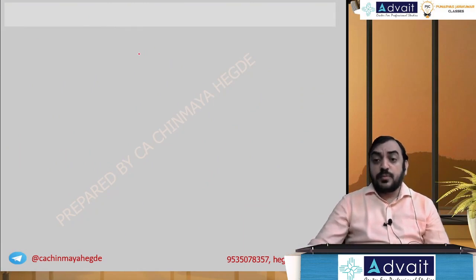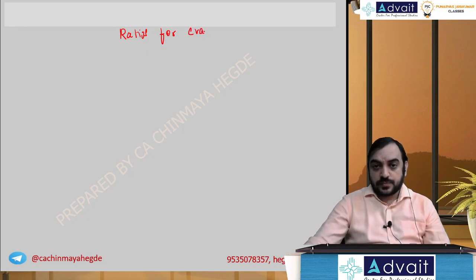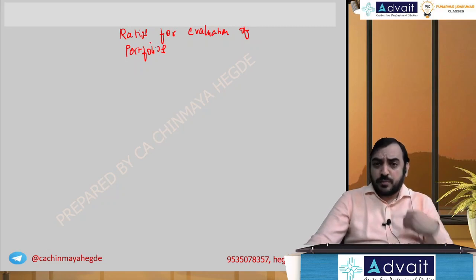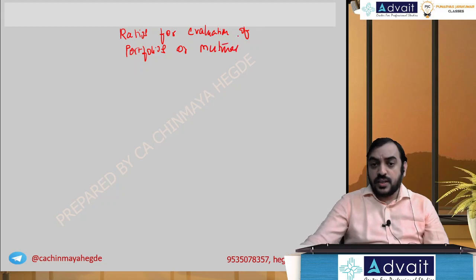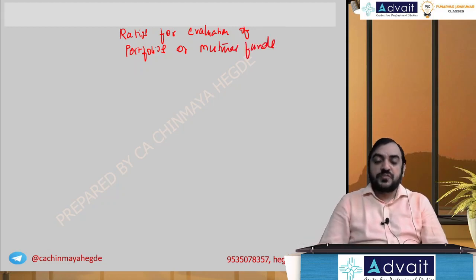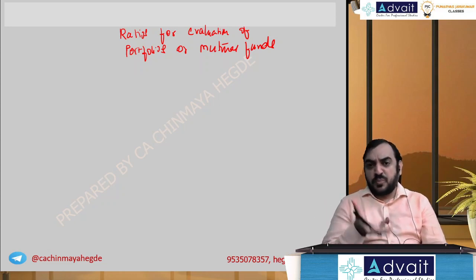Next we have some ratios for evaluation of portfolios. As an individual, can I buy a portfolio? I can buy shares. Can I buy a portfolio? Yes. How? Through mutual funds. So I will say it's evaluation of portfolio or evaluation of mutual funds. Actually, this topic comes more in mutual funds in your study material. But I wanted to connect this to portfolio only because after all, a mutual fund is a portfolio. So I've included it in this chapter itself.